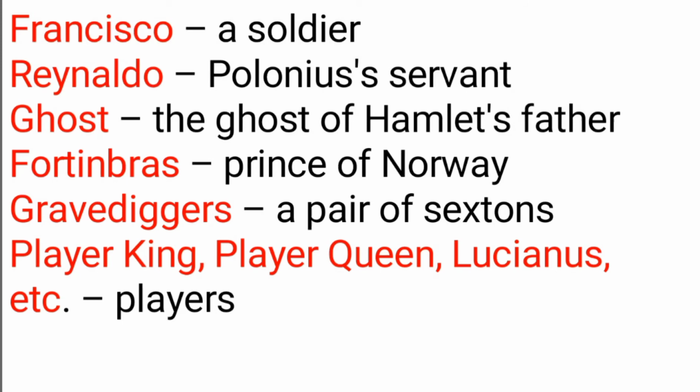Ghost, the ghost of Hamlet's father. Fortinbras, Prince of Norway. Gravediggers, a pair of sextons. There are also two clowns appearing along with the gravediggers. And some of the players are mentioned. I already mentioned the play within a play, the Mousetrap play. For that, Hamlet calls for some players and they arrive for the purpose of the play. Those players act the roles of Player King, Player Queen, and Lucianus.